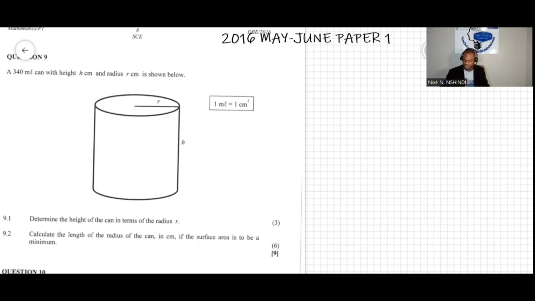I'm gonna write here question 9.1. The question says determine the height of the can in terms of r. In other words, we're working h of r. Okay, the variable must be r. Now, what do we know from the question?